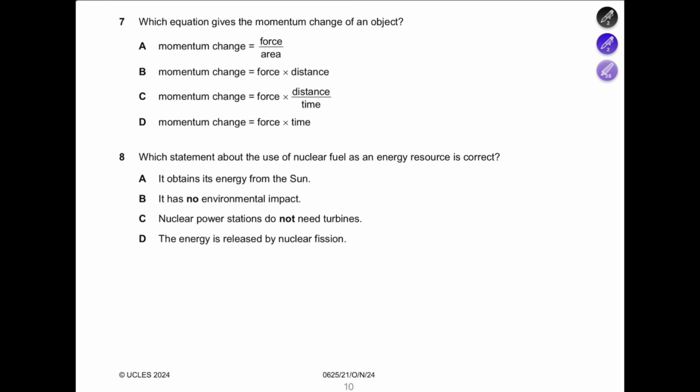Which equation gives the momentum change of an object? mv minus mu equals force multiplied by time. This is the impulse, so the answer is D.